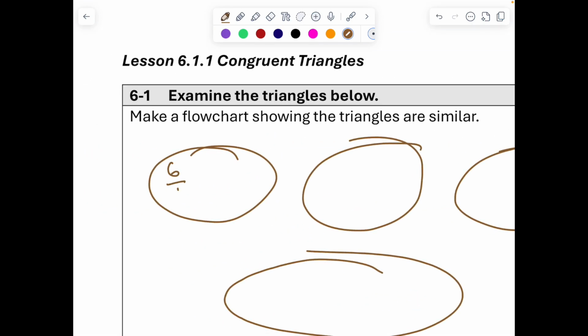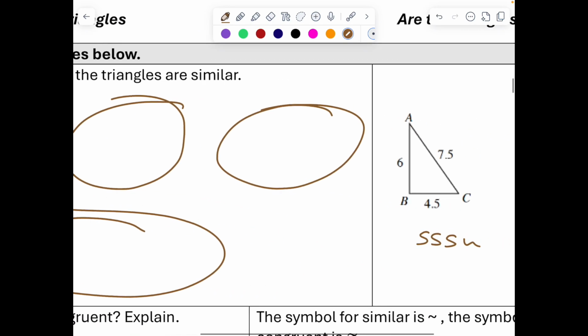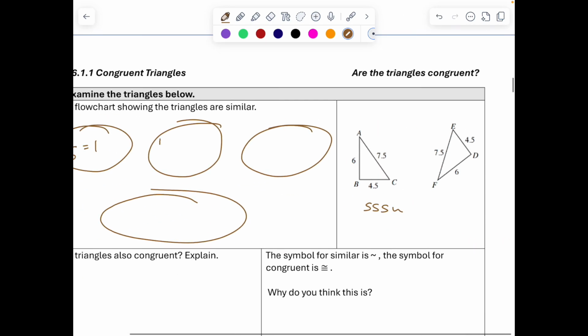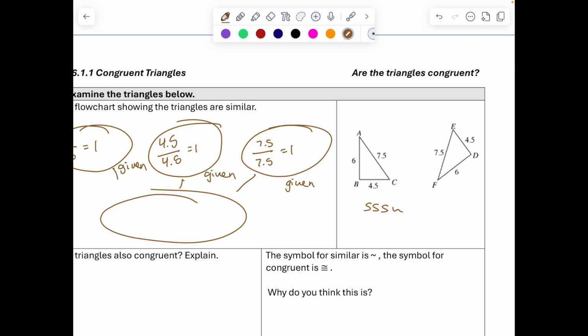So 6 over 6 is 1, 4.5 over 4.5 is 1, and then 7.5 over 7.5 is 1. And those were all given. And that's enough to say that my triangles are similar, and I just have to make sure that I put them in the right order. So FDE, due to side, side, side similarity.